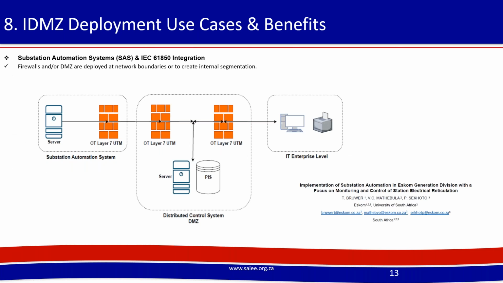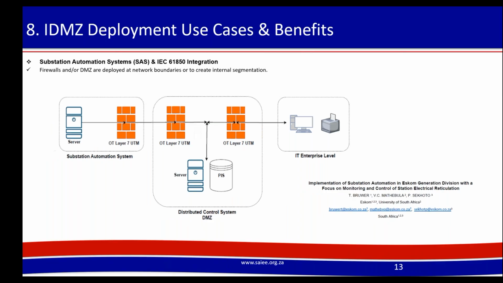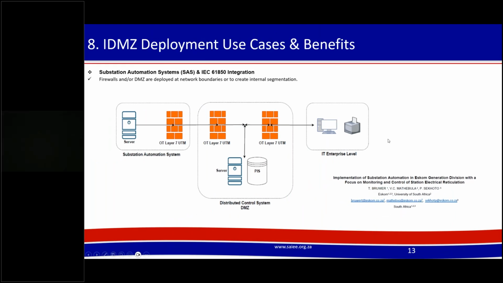So to look at the deployment use cases from some of the ESCOM plants, there was a paper presented last year at PAC World, implementation of substation automation in ESCOM generation division with focus on monitoring and control of substation electrical reticulation. This is also one of the examples of how a demilitarized zone is utilized. So here you have a substation, electrical. They have their own system.